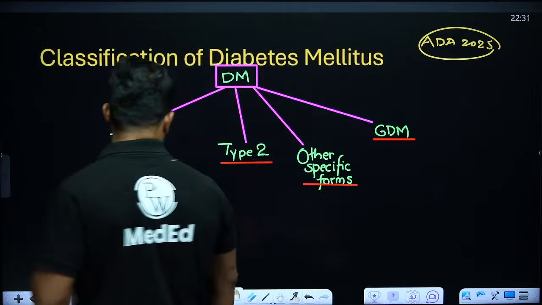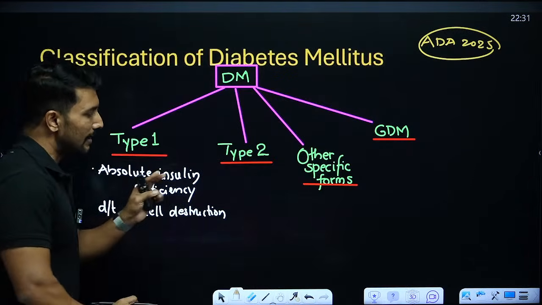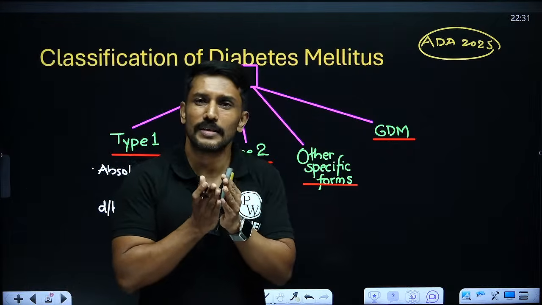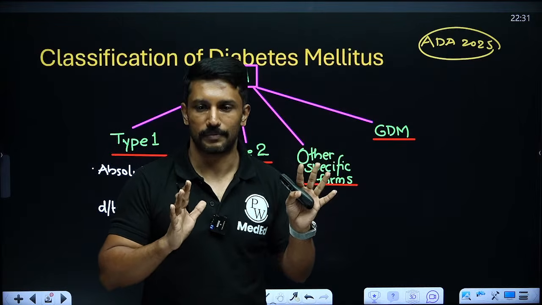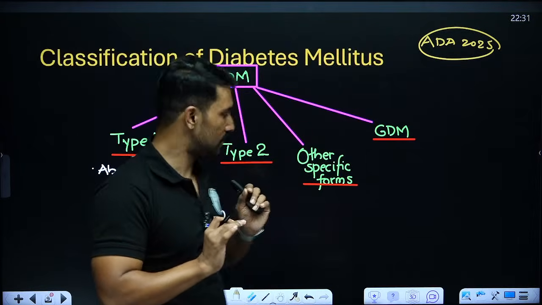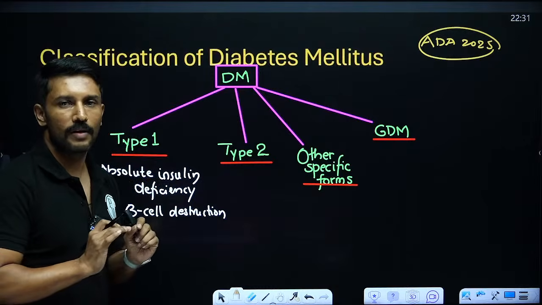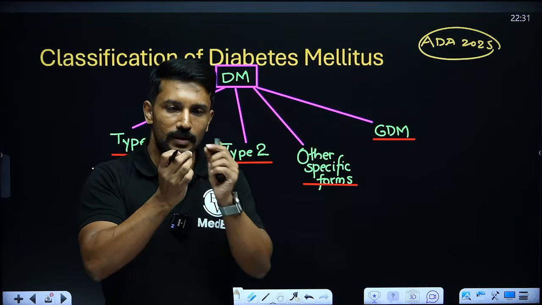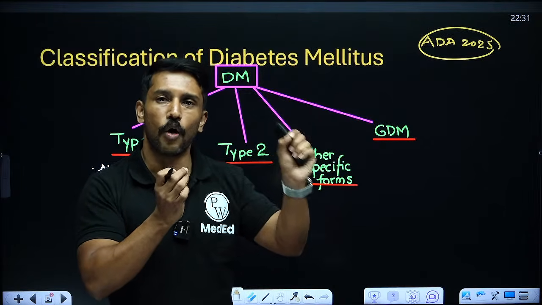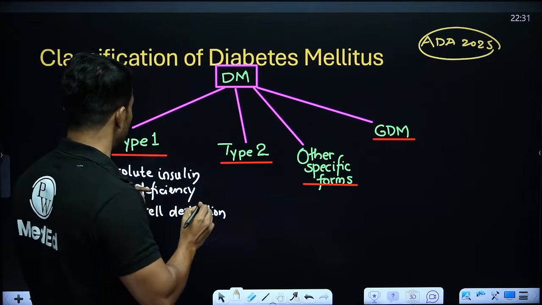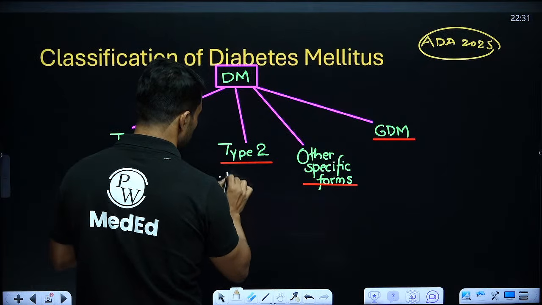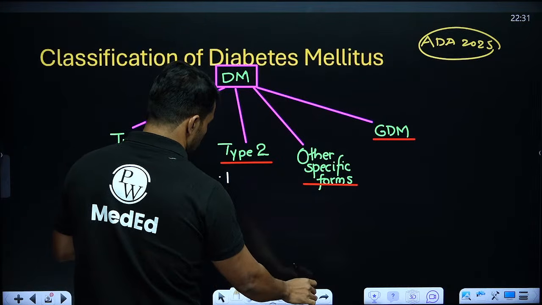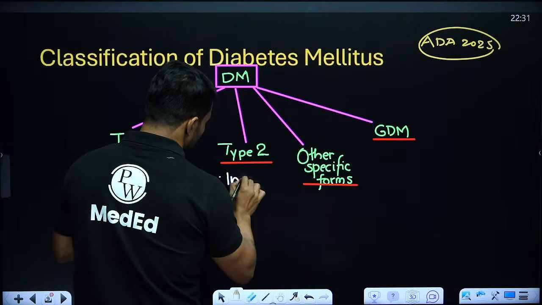That is type 1. Then we have type 2. In type 2, the insulin production is fine. Insulin production is not decreased. There is no insulin deficiency. Then what is the problem? Even when beta cells are producing sufficient insulin, this insulin is not able to work on its receptors. So the main mechanism here is insulin resistance.